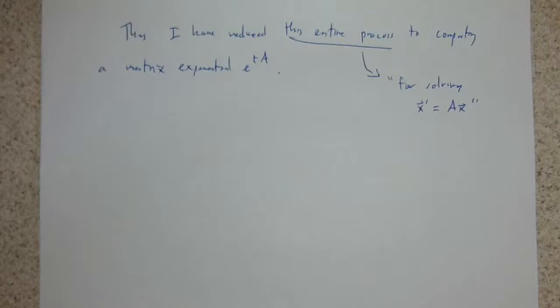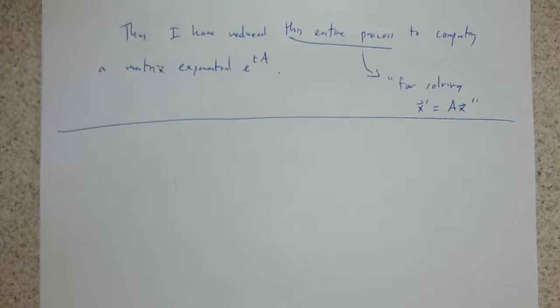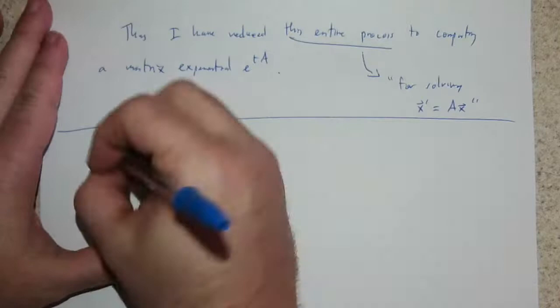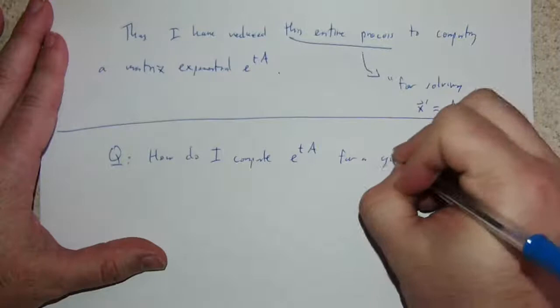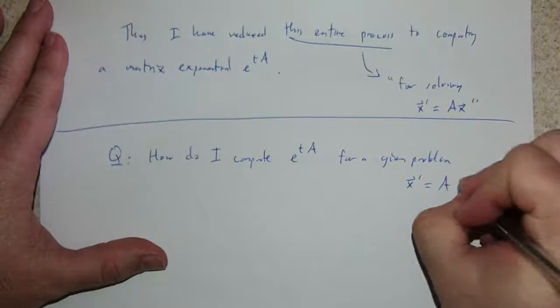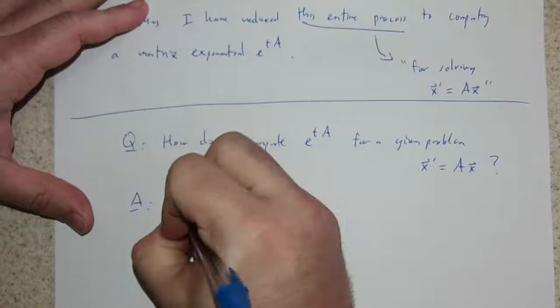Okay. So anyway, as I said, maybe this is cheating a little bit, but nevertheless, I have just reformulated what it is I'm looking for, and I've reformulated it in terms of finding a matrix exponential. So the big question is, how do I do this? How do I compute e to the tA for a given problem x prime is equal to Ax? Okay. Now, as I said, the textbook, or the notes, our notes cover three methods.